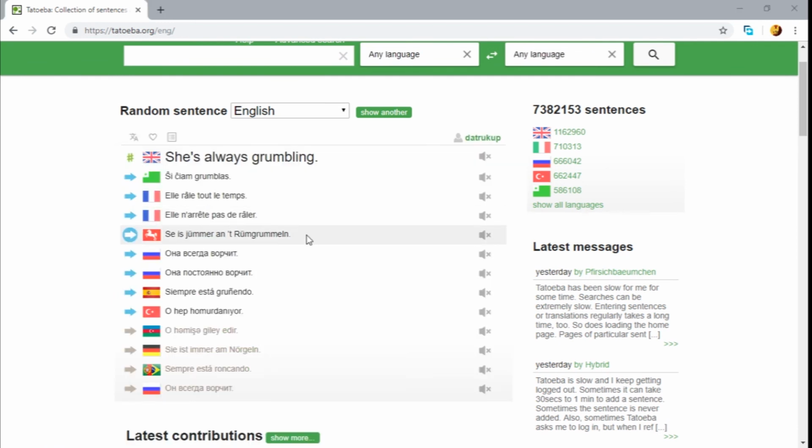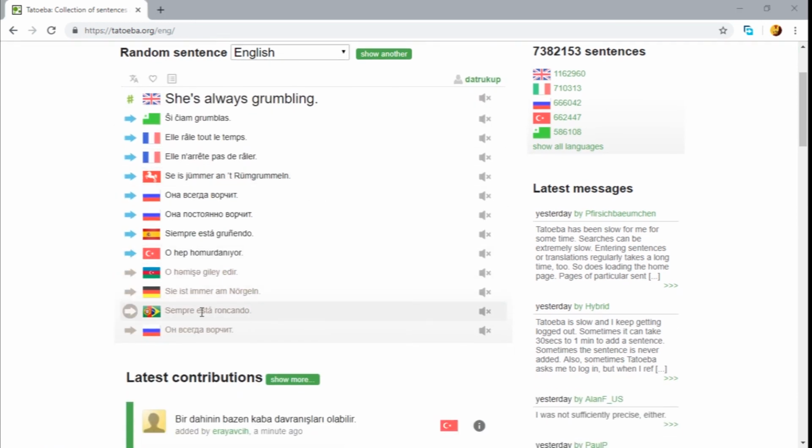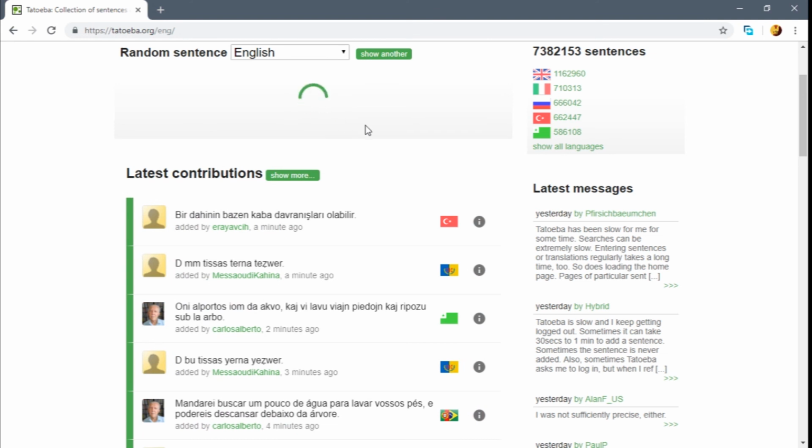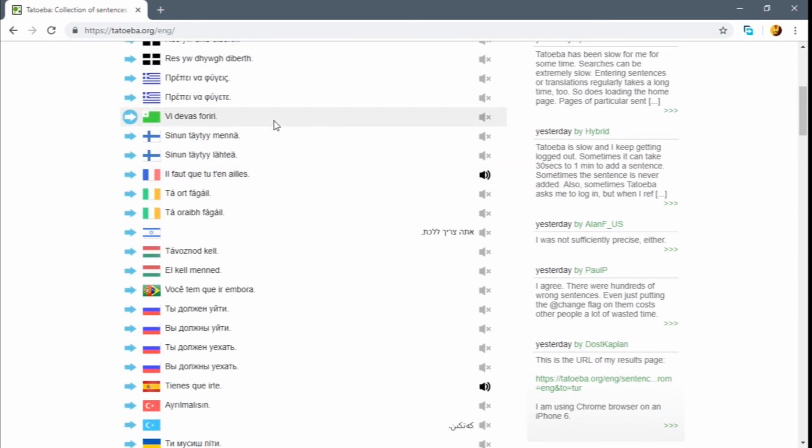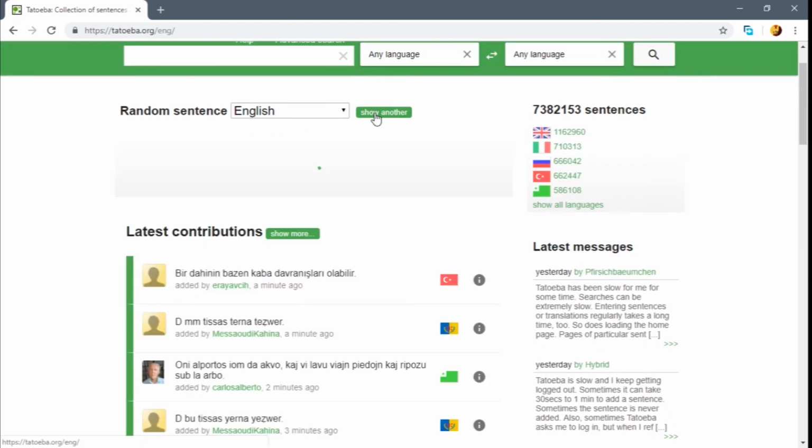She was always gambling. Grumbling, yeah, it's not gambling, it's grumbling. Yeah, I read incorrectly. My bad. So you must leave. It already has a Portuguese translation. So let's look for another one.